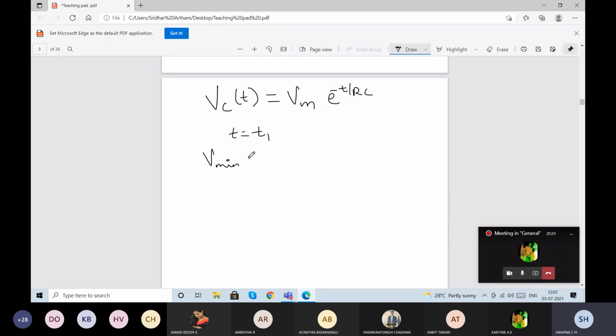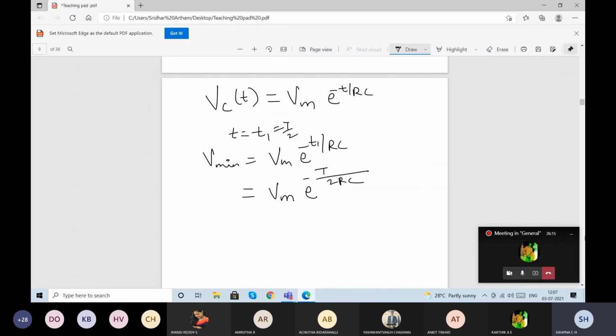To find V minimum, I need to take t equal to T1, so that V minimum will be equal to Vm e power minus T1 by RC. But you know what T1 is. I need not explain in detail because you have already seen. T1 is nothing but T by 2. Substitute T1 equal to T by 2 in this, so it will be minus T by 2RC.